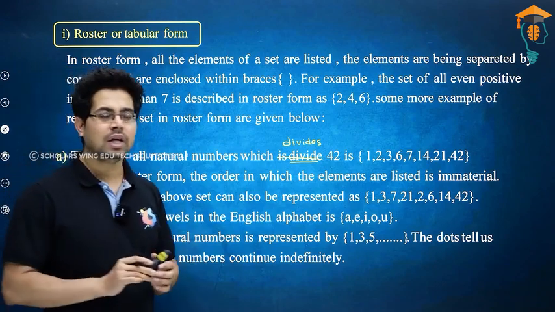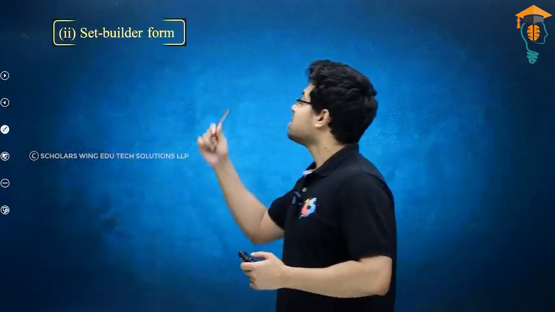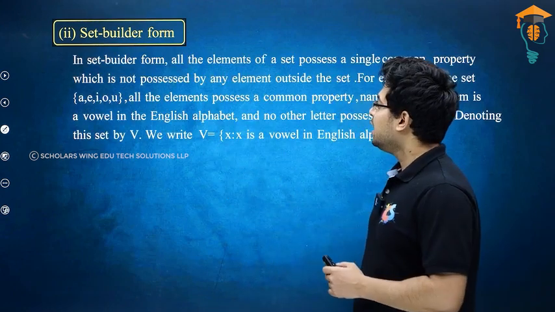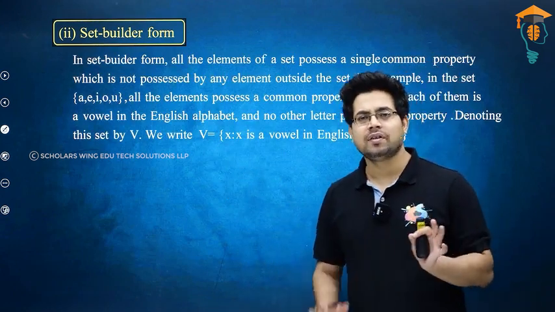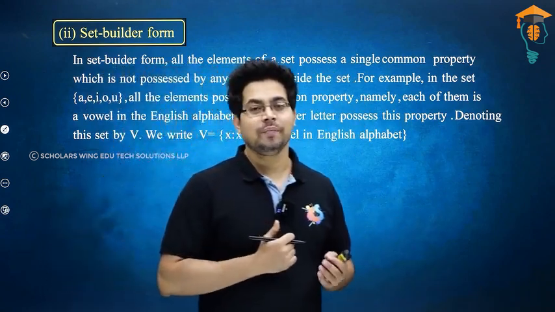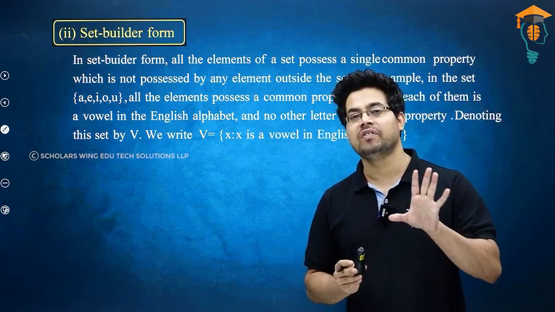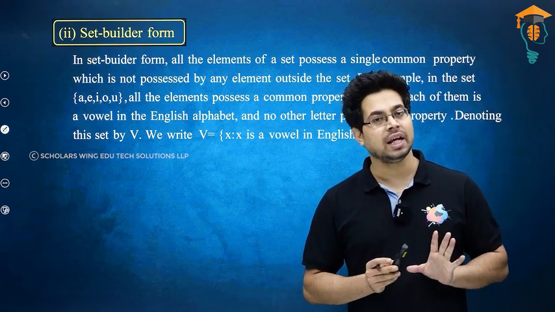No problem, understood. Now let's look at the second one, which is the set builder form. All right. Now students, let us take some example. Let us talk about vowels, okay? What are the vowels? A, E, I, O, U. These are 5 alphabets which form vowels in English, right?